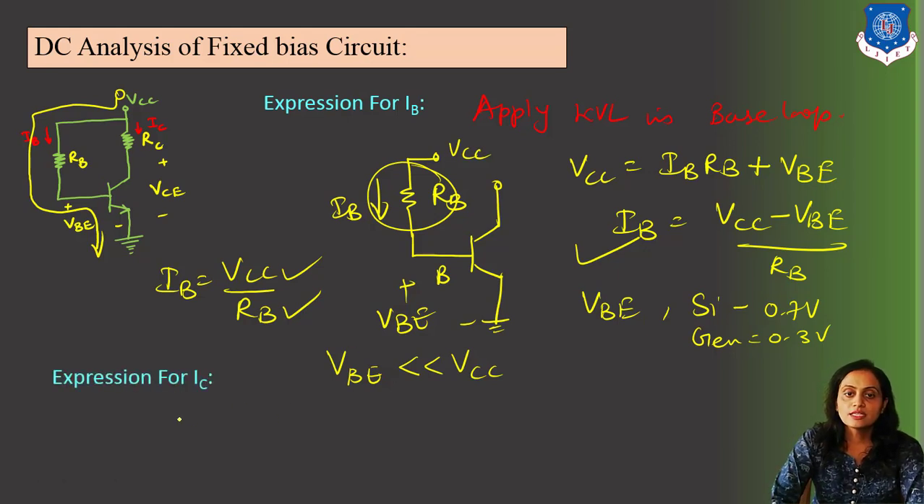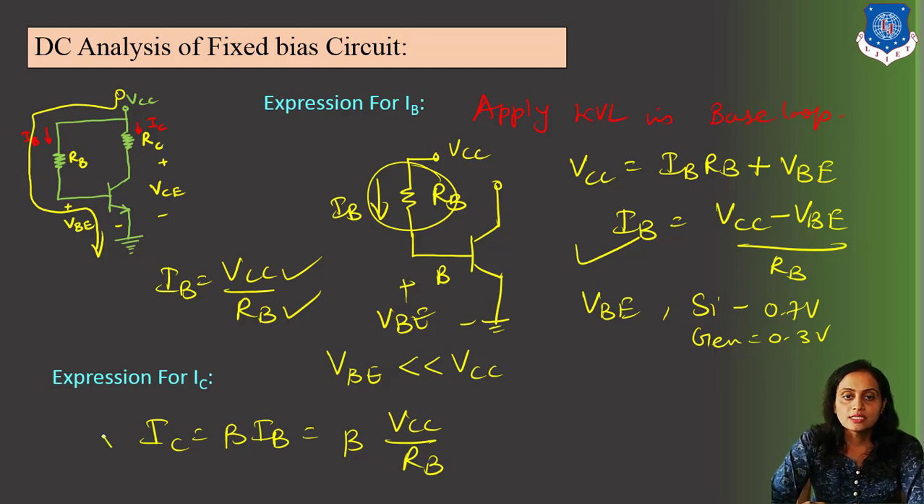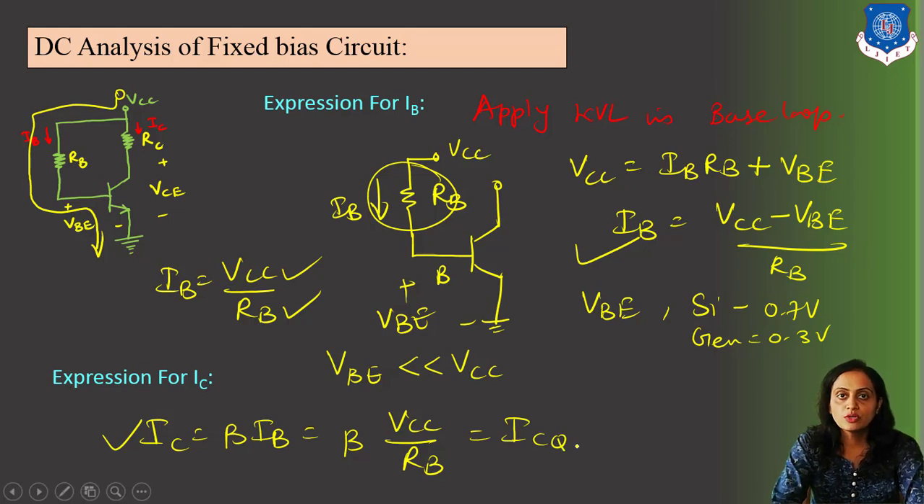Now we will get the expression for IC, that is IC is equal to beta IB, and we have IB, that's why we will write beta VCC divided by RB. So IC is calculated, and this IC is ICQ. So this is one of the coordinates of the quiescent point.